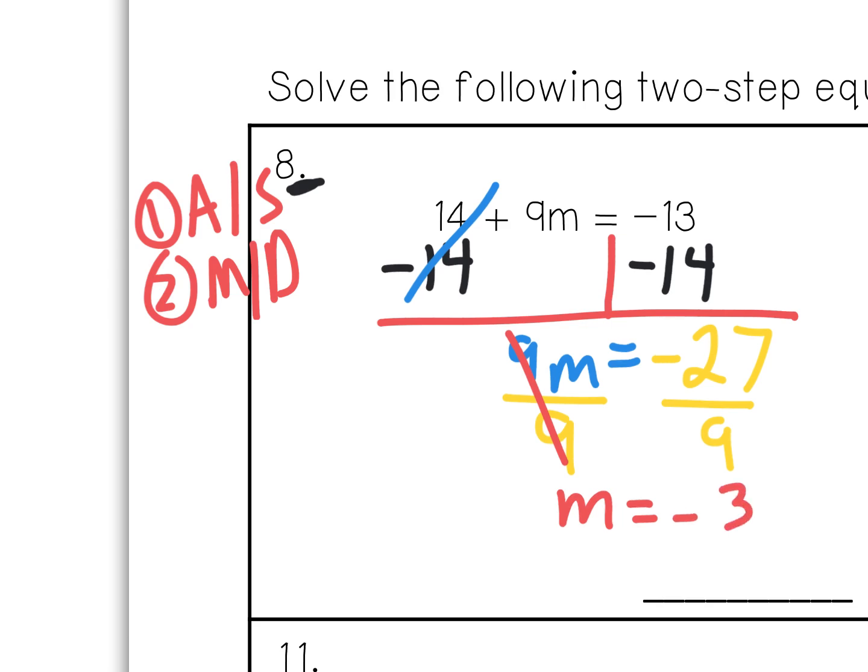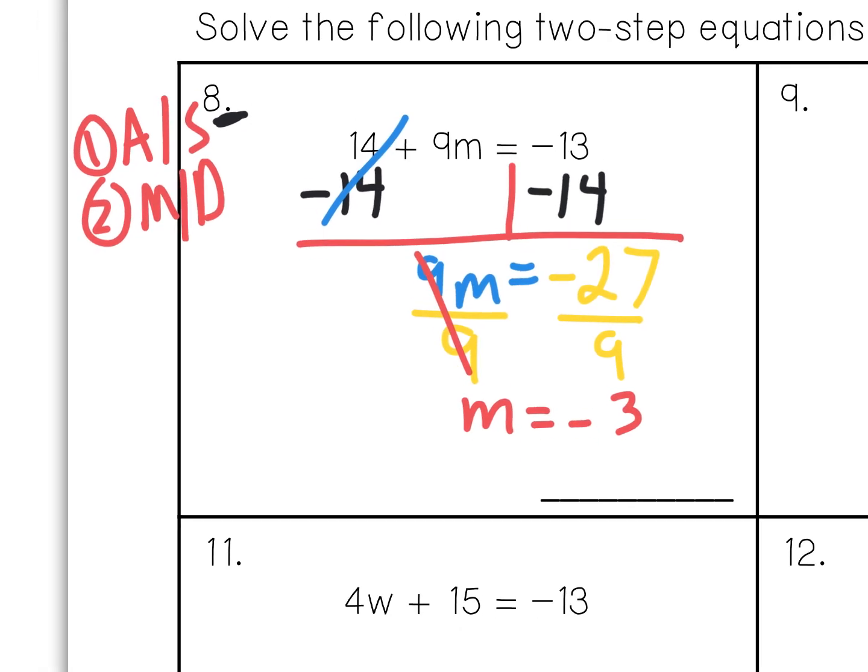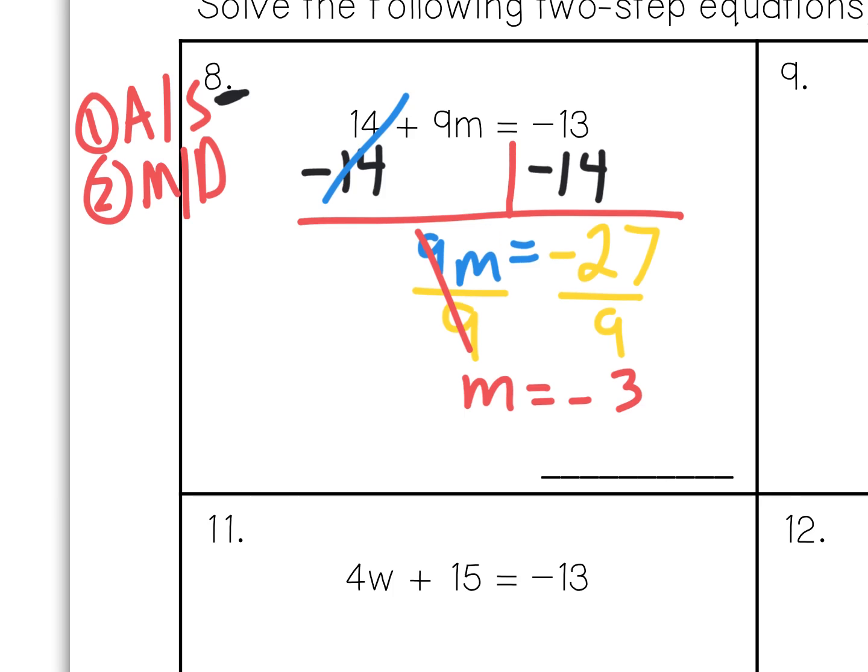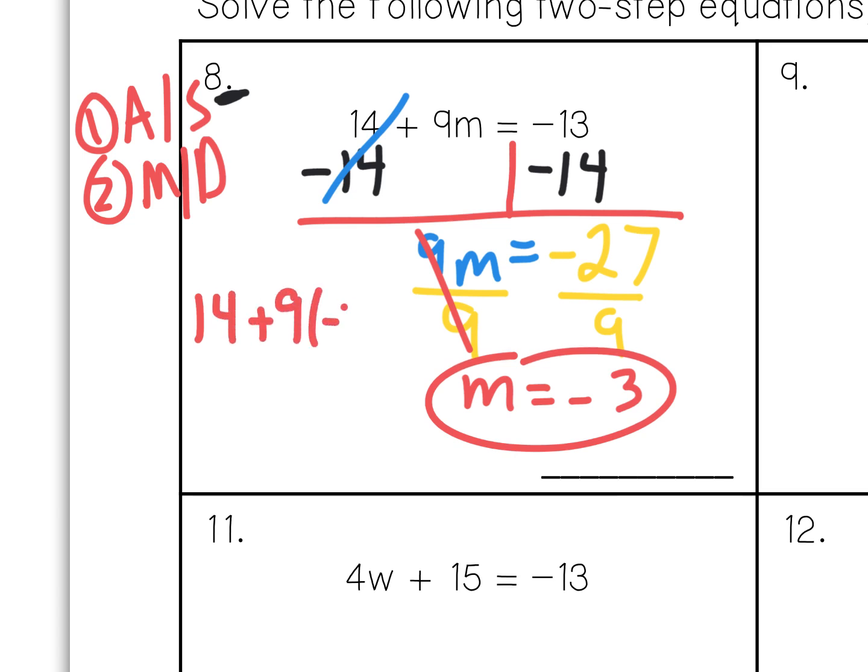Negative 3. Okay, so here's where we have to plug it back in, though. We have to plug it back in to the original. So 14 plus 9 times negative 3. Let's see what that value is. So what did I do? I took that m and I plugged it in here.